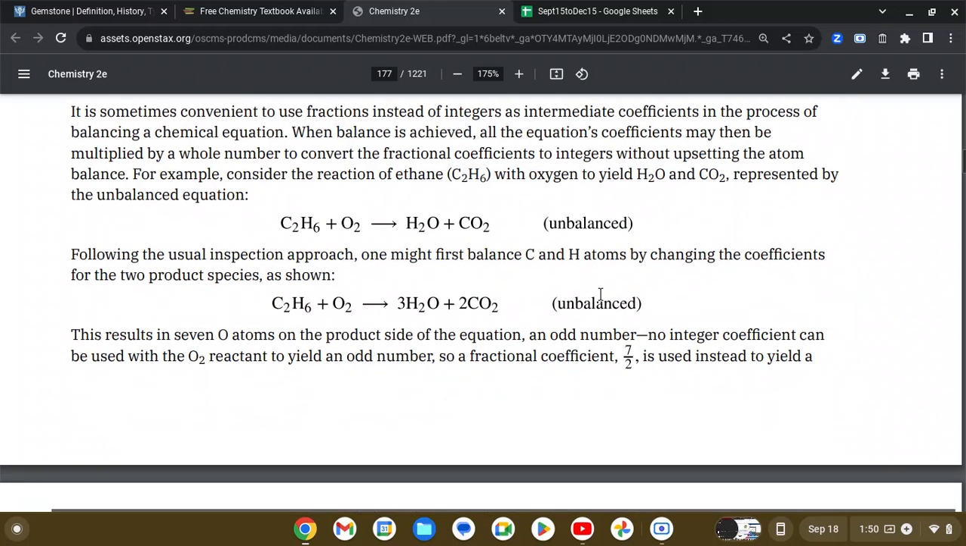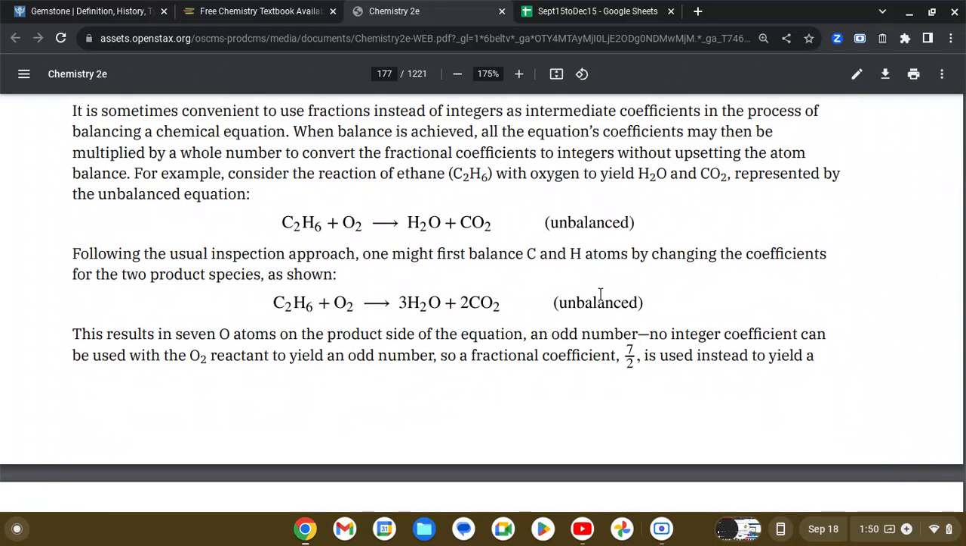It is sometimes convenient to use fractions instead of integers as intermediate coefficients in the process of balancing a chemical equation. When balance is achieved, all the equation's coefficients may then be multiplied by a whole number to convert the fractional coefficients to integers without upsetting the atom balance. For example, consider the reaction of ethane with oxygen to yield H2O and CO2, represented by the unbalanced equation there. Following the usual inspection approach, one might first balance C and H atoms by changing the coefficients for the two product species as shown.